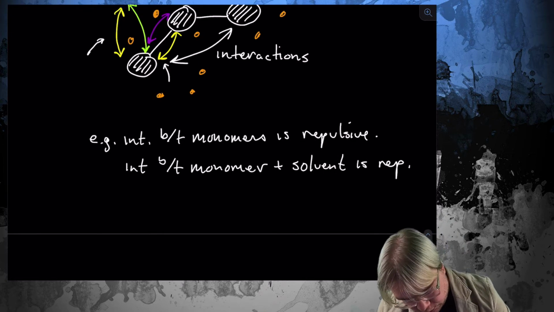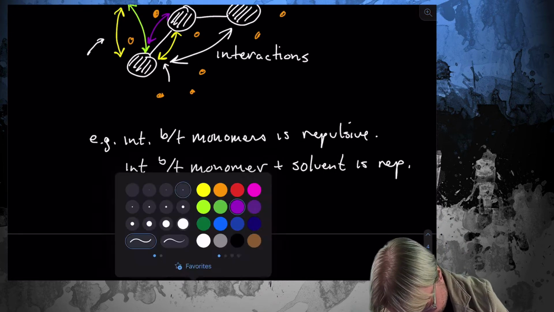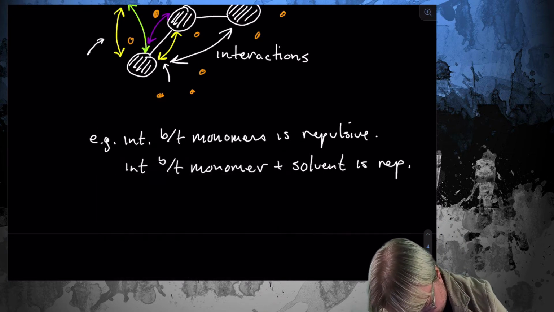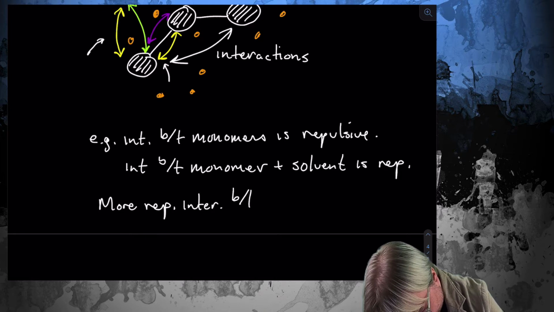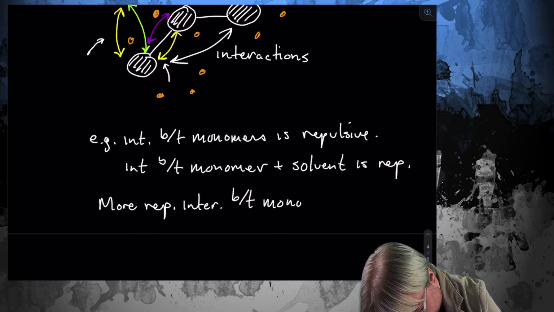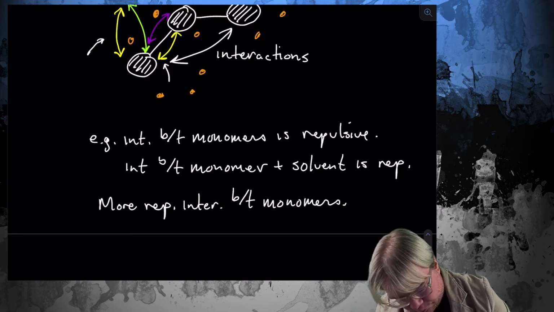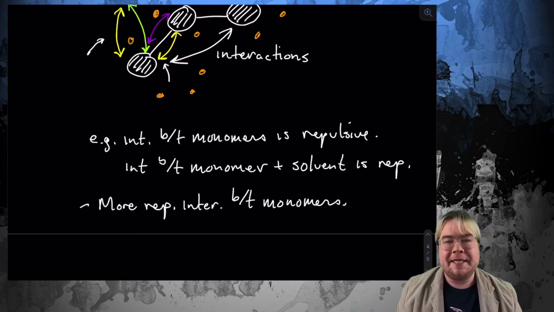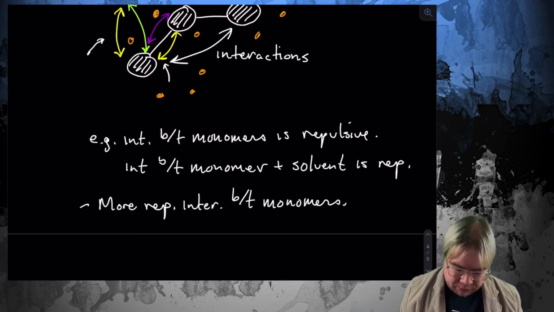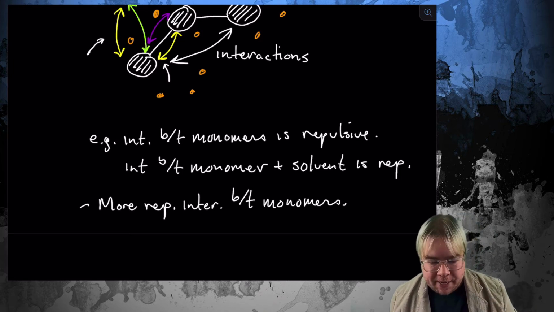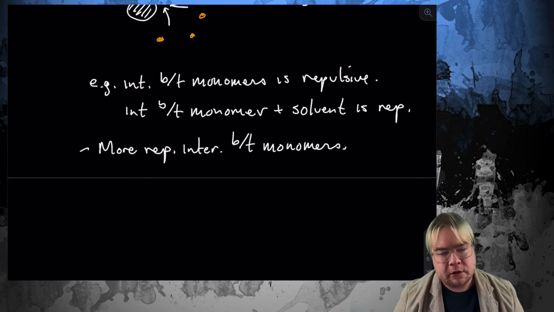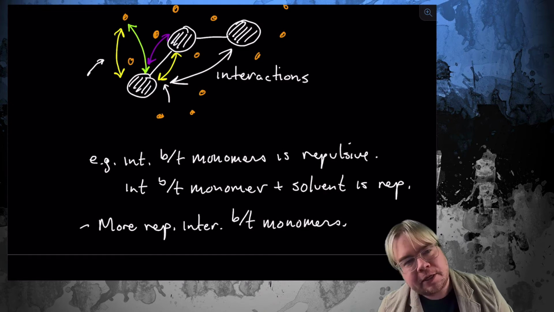So what this is going to look like experimentally is going to be a more repulsive interaction between monomers. Well, okay, maybe that's not so surprising, right? Because that's what I started off saying, that the repulsion between the monomers is going to be greater than that of the solvent. So of course, that's the conclusion you come to. But let's look at a different case.